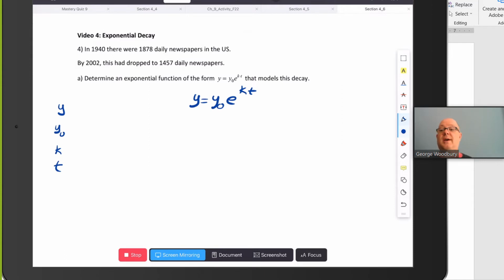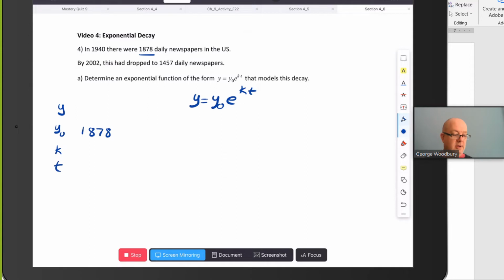So first, I need my initial amount, and my initial amount was the number of daily newspapers there were in 1940. That's 1,878. If you're watching this in a few years, a daily newspaper is a series of paper that had news printed on it that was delivered to your house. That's how people used to get their news.